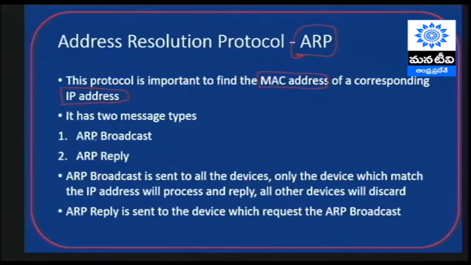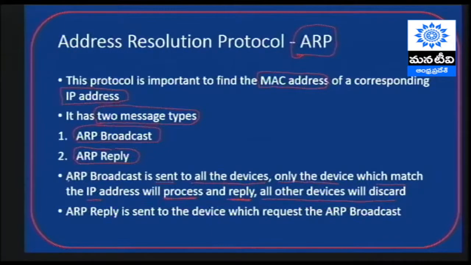So this has two different types of messages. The ARP protocol uses two different types of messages called ARP broadcast message and ARP reply message. These are the two messages internal to this ARP protocol. So the ARP broadcast is sent as a broadcast to all the computers or devices in the LAN, and then only the device to which the IP address will match will process the request and send a reply message, whereas all other devices which have received this broadcast will discard this message.